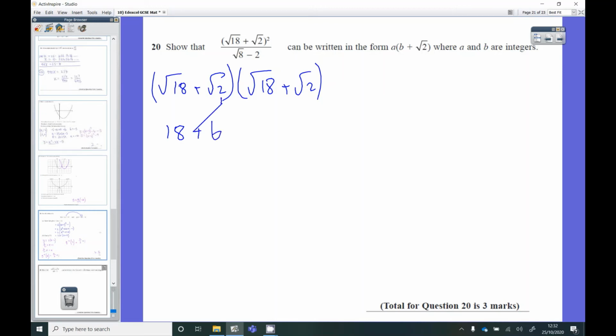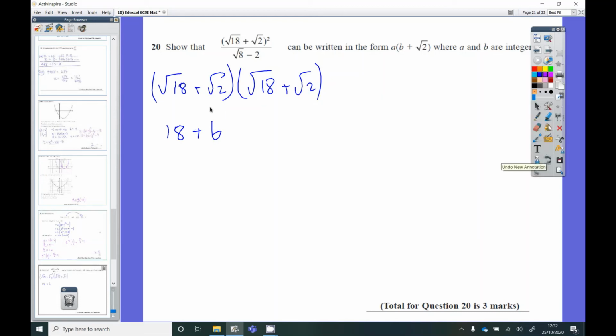And then we've got our third clause. We've done those two clauses so far, and then we do root 2 times root 18, which is another root 36, which is 6, and then finally root 2 times root 2, which is root 4, which is 2. And we go and add 18 plus 6 plus 6 plus 2, we get 32. So our numerator is 32, so we've got 32 over root 8 minus 2.